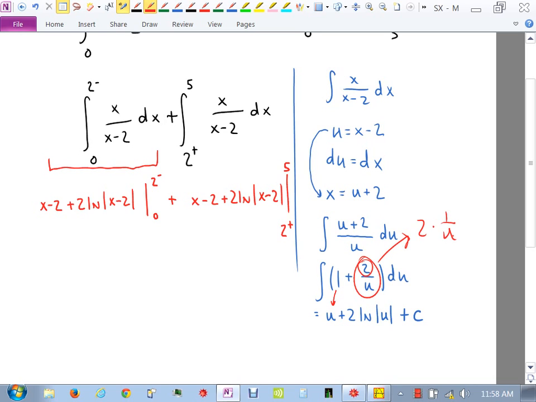Could we find the antiderivative first and then split it up? Oh, yeah. We can do it that way. That'll be safe. Yep.